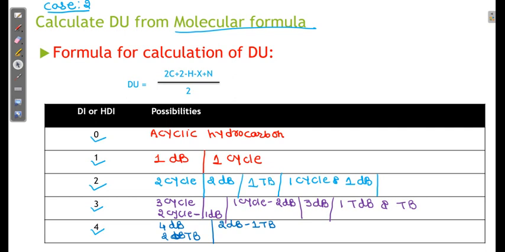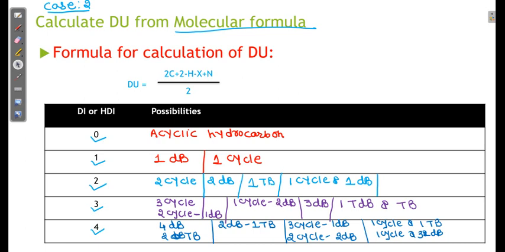Then we can say 3 cycle and 1 double bond. Then we can say 2 cycle and 2 double bond, or we can say 1 cycle, 1 triple bond, then 1 cycle and 2 double bond. Sorry, not 2 double bond, 3 double bond.